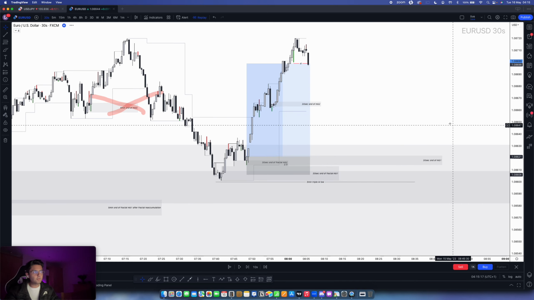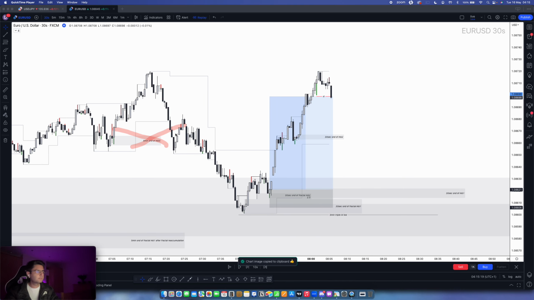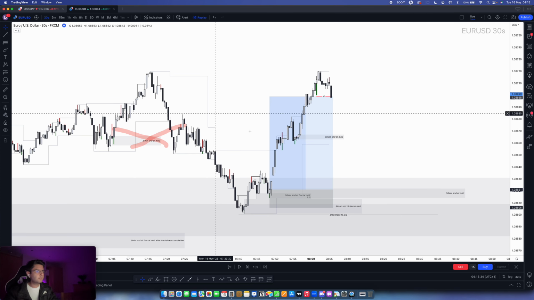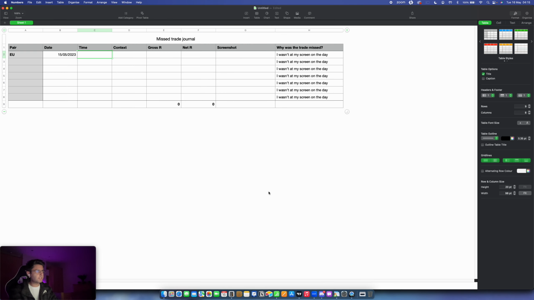I'm just going to mark this out here. Copy link. Puts into a spreadsheet that I've just created for the time being. So EU date was 15th of May 2023. Yeah. 48.30.